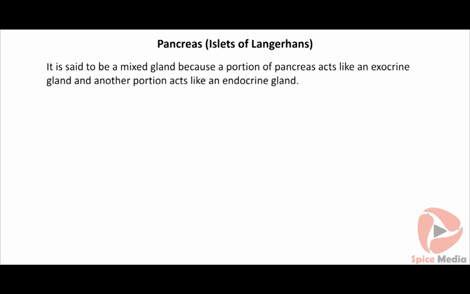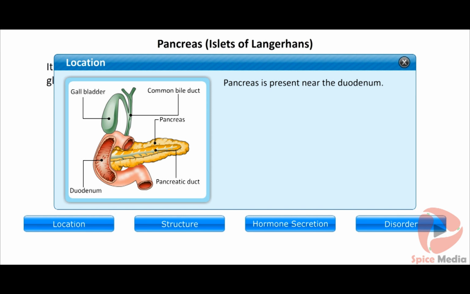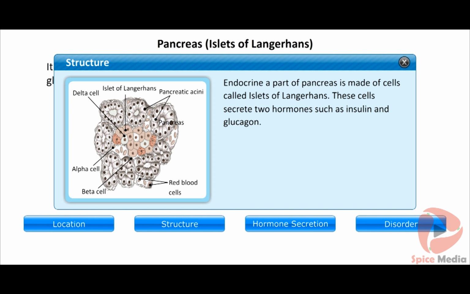Pancreas, or otherwise called islets of Langerhans, is said to be a mixed gland because a portion of the pancreas acts like an exocrine gland and another portion acts like an endocrine gland. Pancreas is a leaf-like gland located near the duodenum. Endocrine, a part of pancreas, is made of cells called islets of Langerhans. These cells secrete two hormones, insulin and glucagon.